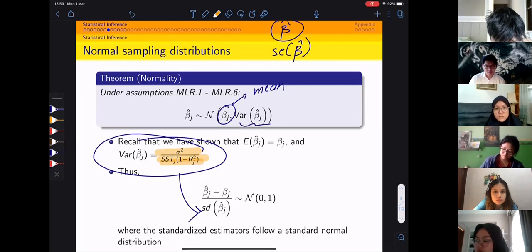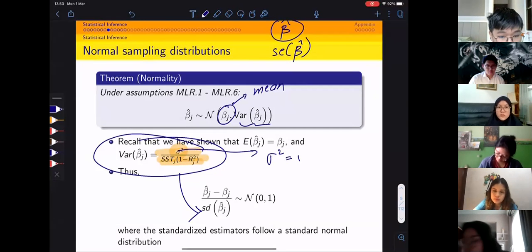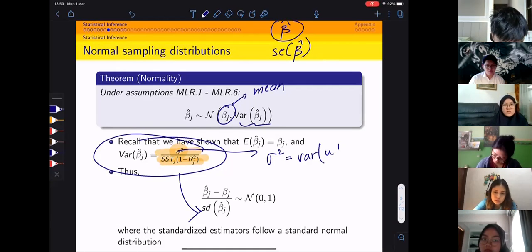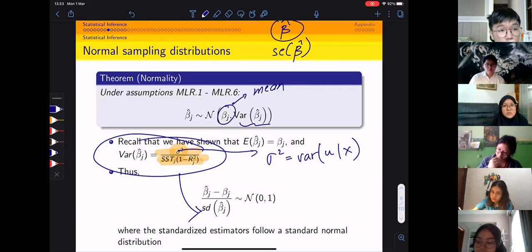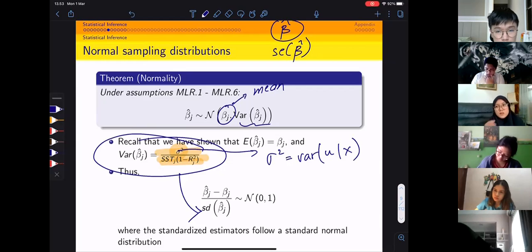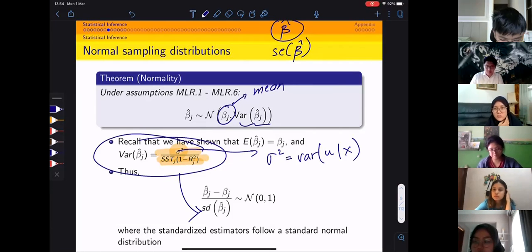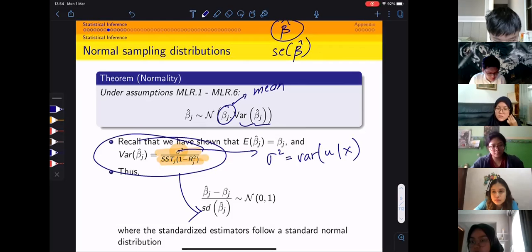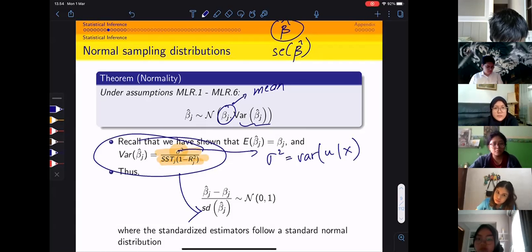Basically, we don't know the value of sigma square, right? So if you remember, what is sigma square? Sigma square is the variance of u conditional on x. So this is basically the variance of the unobservable conditional on x in the population. Do we know the value of the parameter in the population? In general, no. And so we need an estimate of the sigma square to get an estimate of the standard deviation. So that's going to be the discussion in the next slide.